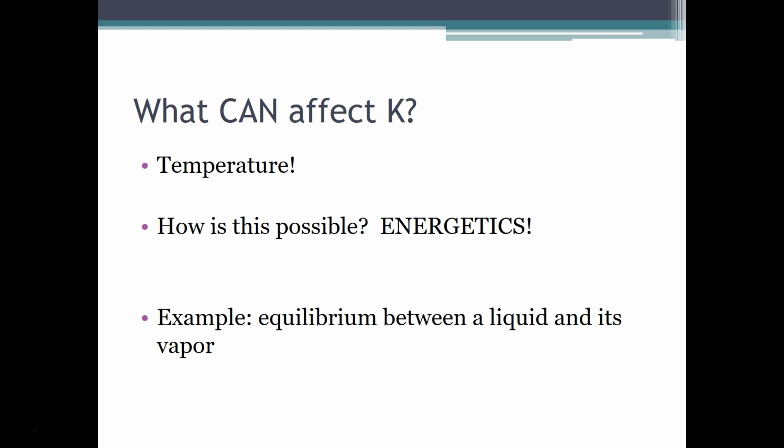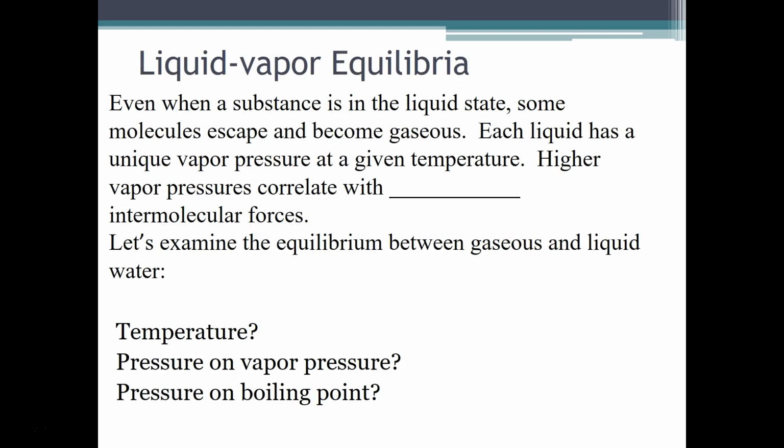And how is this possible? By energetics. The available entropy and Gibbs free energy of reactants and products can have an effect on the value of K. An example of this is an equilibrium between a liquid and its vapor. Even when a substance is in the liquid state, some of the molecules will escape and become gaseous. Each liquid will have its own unique vapor pressure at a given temperature. And of course, liquids that have weaker intermolecular forces will have higher vapor pressure. So let's examine the equilibrium between gaseous and liquid water. And that should be a double arrow there.